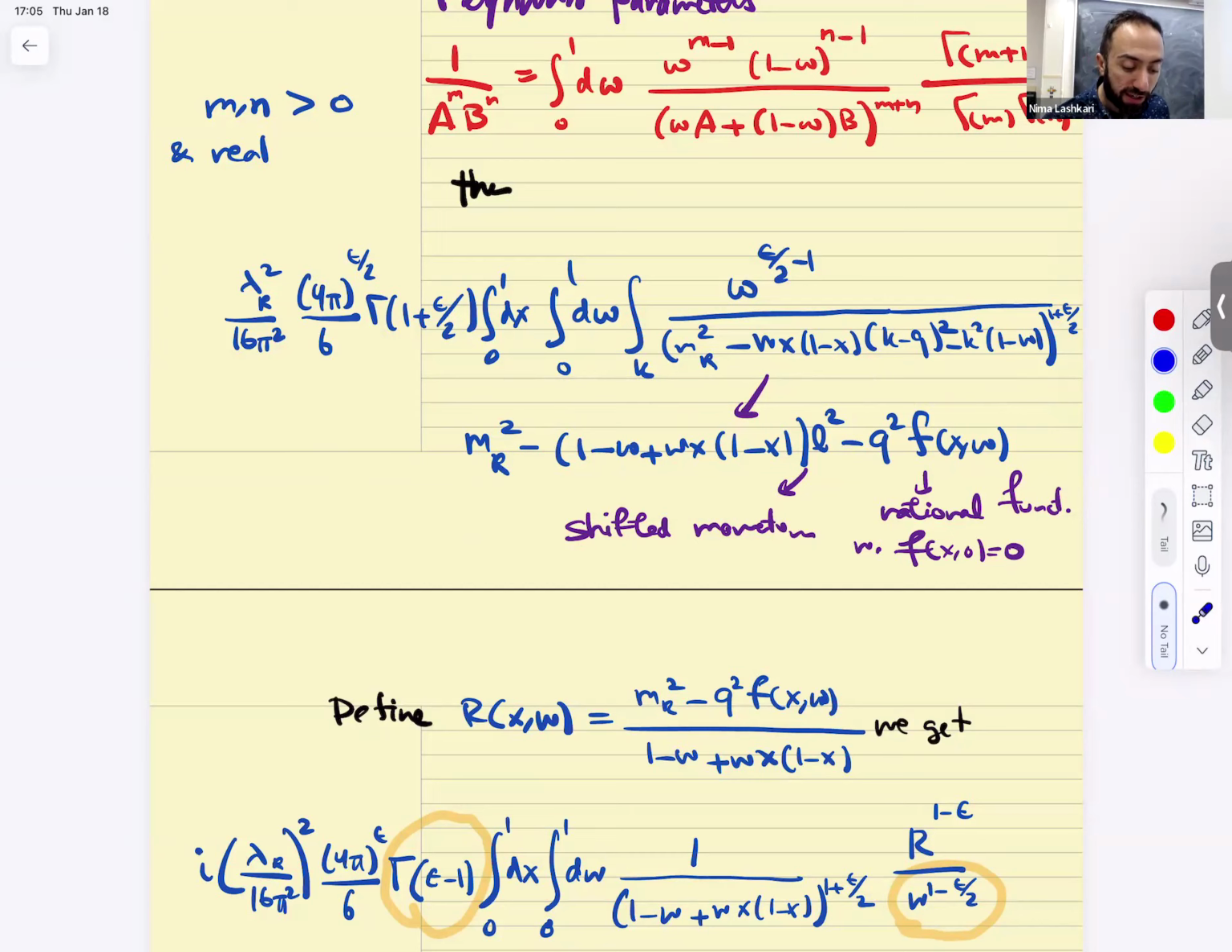But the point here is that now the structure of this is again similar to before. So m r squared minus something times L squared. L squared is the momentum that runs in the loop, so it has the L squared plus junk expression. And then this is independent of L squared: Q squared f of x and w. This is a rational function such that f of x and 0 is 0.